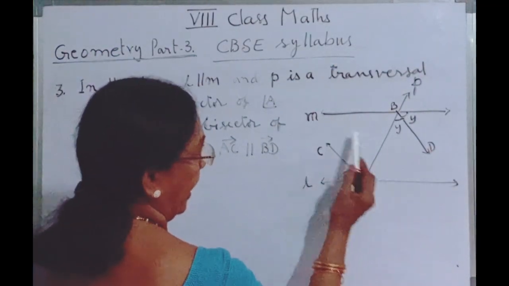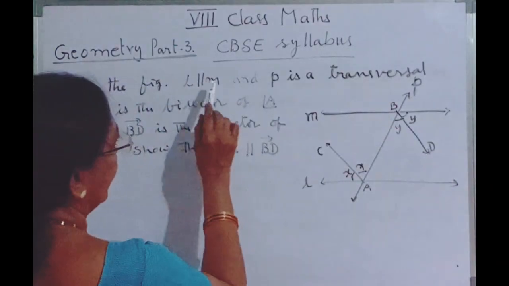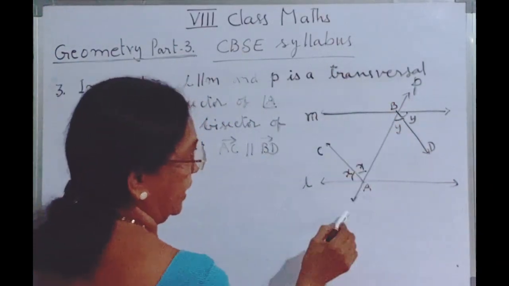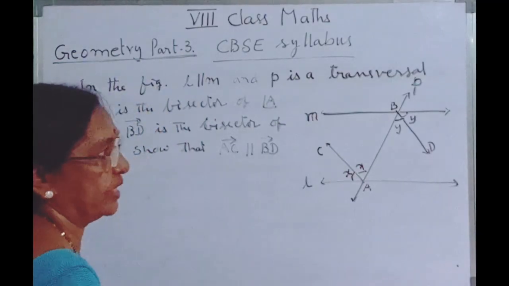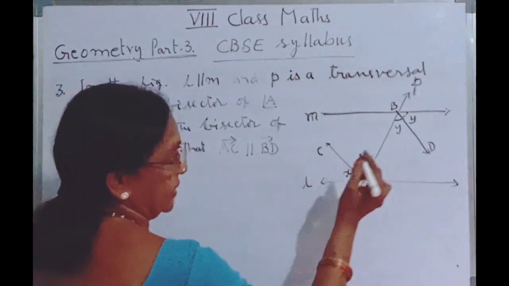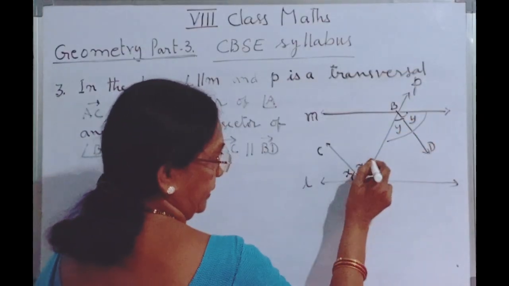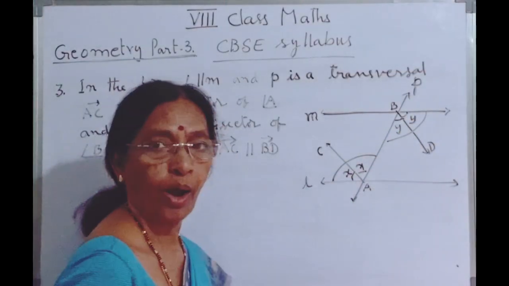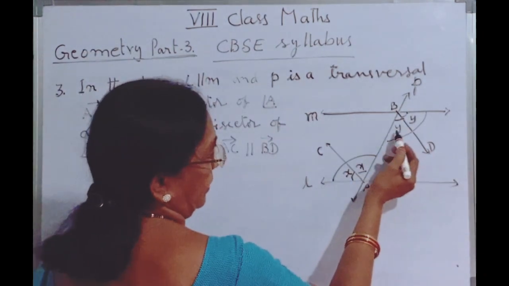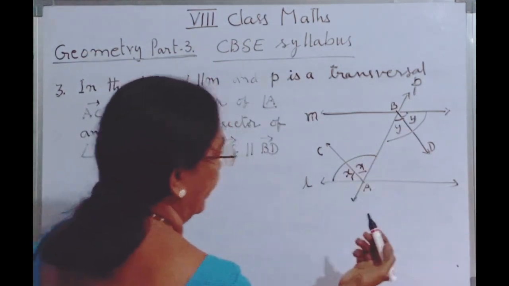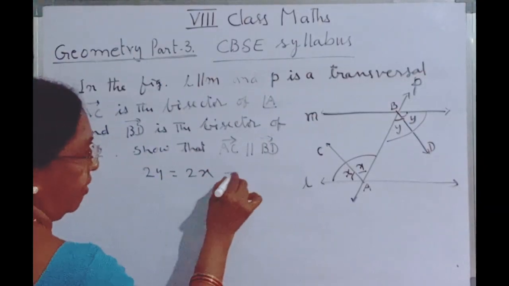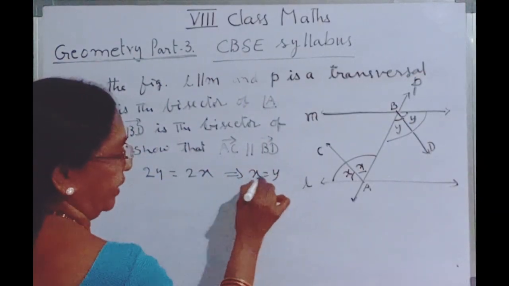Here L and M are parallel to each other, and P is a transversal. Therefore, alternate interior angles are equal. That is, this total angle and this angle, these two are alternate interior angles and they are equal. Here it is given as y, 2y. So 2y is equal to 2x, or x is equal to y.